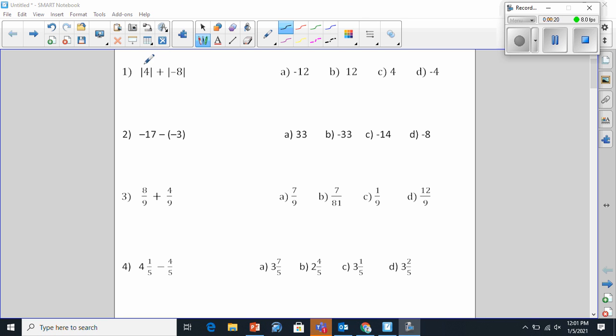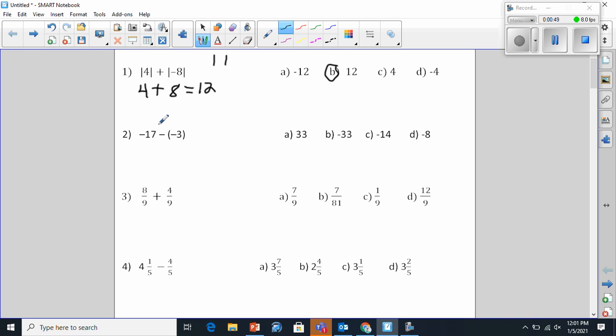First, we see the absolute value sign. Remember, whenever we see these bars, it means how far it is away from 0. So 4 is 4 spaces away from 0. -8 is 8 spaces away from 0. And then the plus sign is not in the bracket, so that comes down. Now we have 4 plus 8, and 4 plus 8 is 12. So my answer must be B.